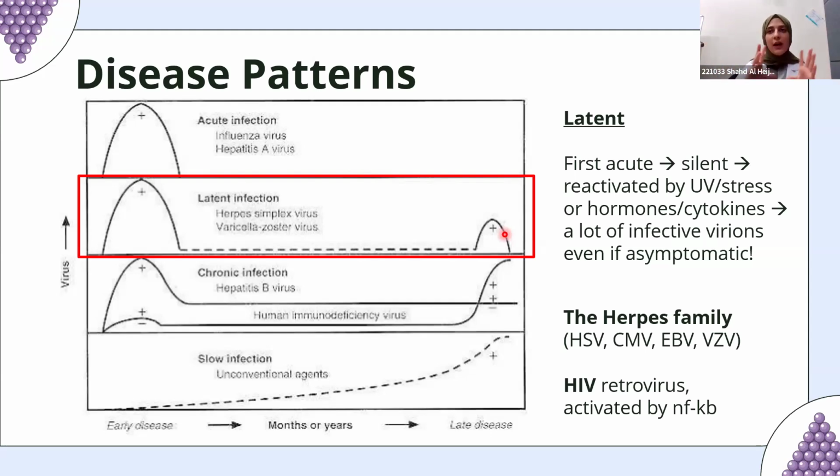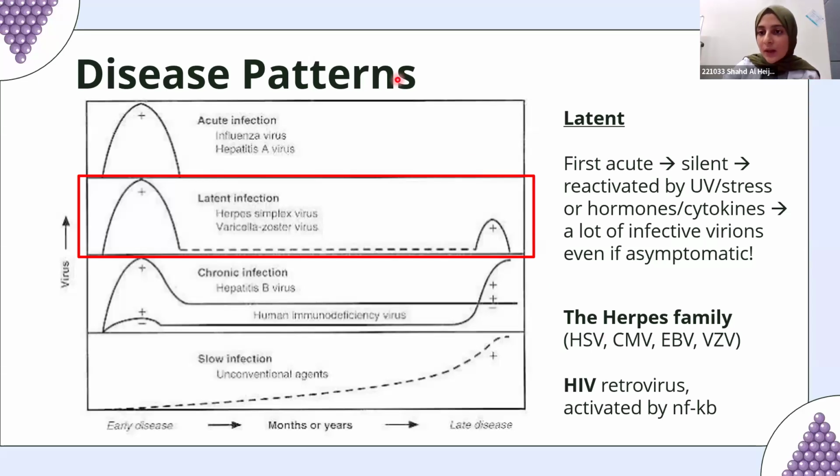So in shingles, you will have reactivation of the varicella virus that was latent, but now it's activated due to hormones, cytokines, stress, whatever, and it will cause shingles. Okay, so here we said we have the herpes family. You have also HIV, which is a retrovirus. It will be activated again by NF-kappa B, which is basically responsible for inflammation. So in case of inflammation, HIV will be deactivated. Herpes family, again, as I mentioned.